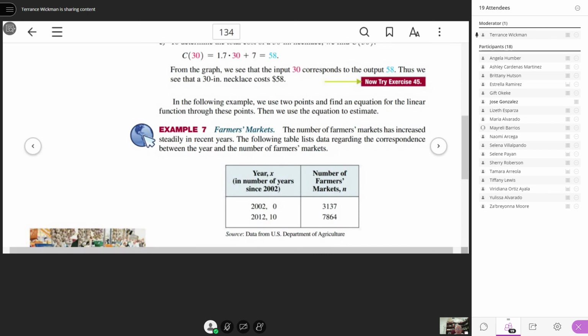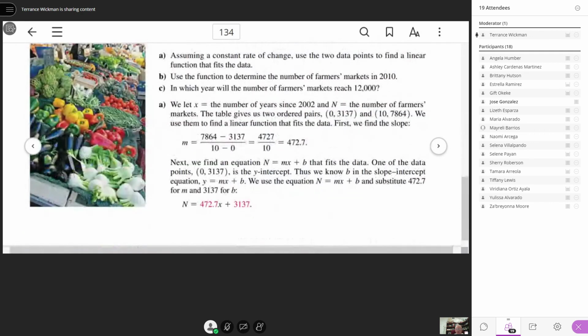Now, let me explain here what this means so you guys don't say, I don't get this table. In the year 2002, there were 3,137 farmers that went to the market. This is like beginning day 1 or 0 of the graph. In 2012, that's 10 years later, there are this many. So they're starting the graph at 0. It's going to look like a slope. All you got to do is graph the points. You don't even need the slope.